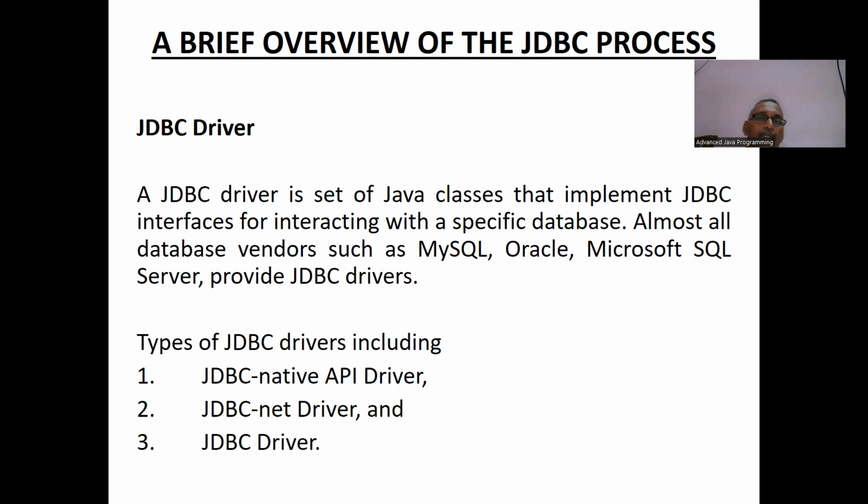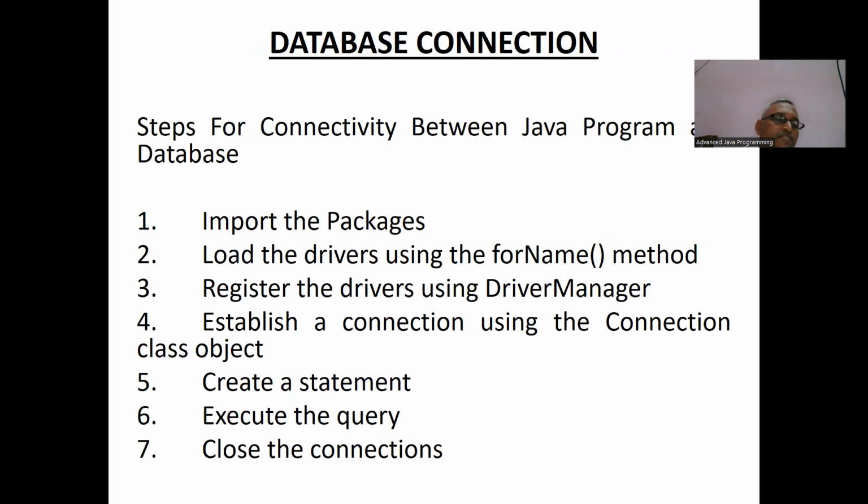Next thing, database connections. JDBC is a standard API specification developed in order to move data from the front end to the back end. The steps for connectivity between a Java program and a database: import packages, load the driver using the forName method, register the driver using the driver manager, establish a connection using the connection class object, create a statement, execute the query, and close the connections.